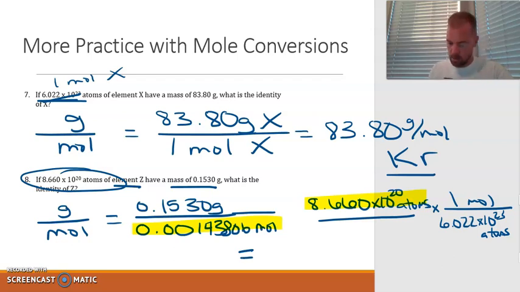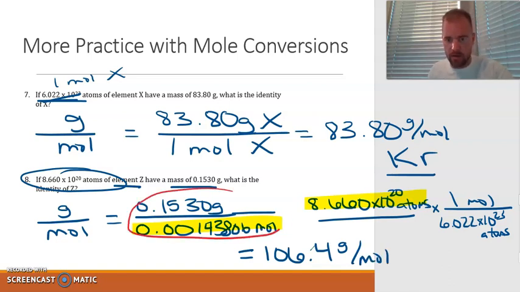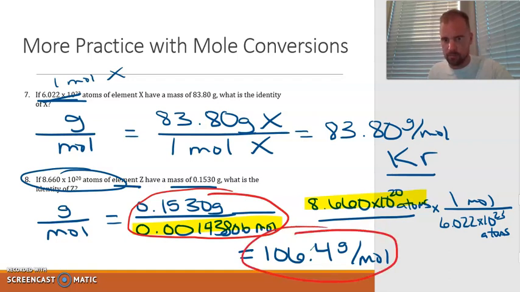That's a lot cleaner. So let's take the mass that we know is 0.1530 divided by the number of moles we know it's equal to, 0.00143806. I end up getting that the molar mass is 106.4 grams per mole. Essentially, remember, this right here is the exact same thing as this. It's the same thing mathematically. It's saying, okay, if this is true, then 1 mole of it should weigh this much.